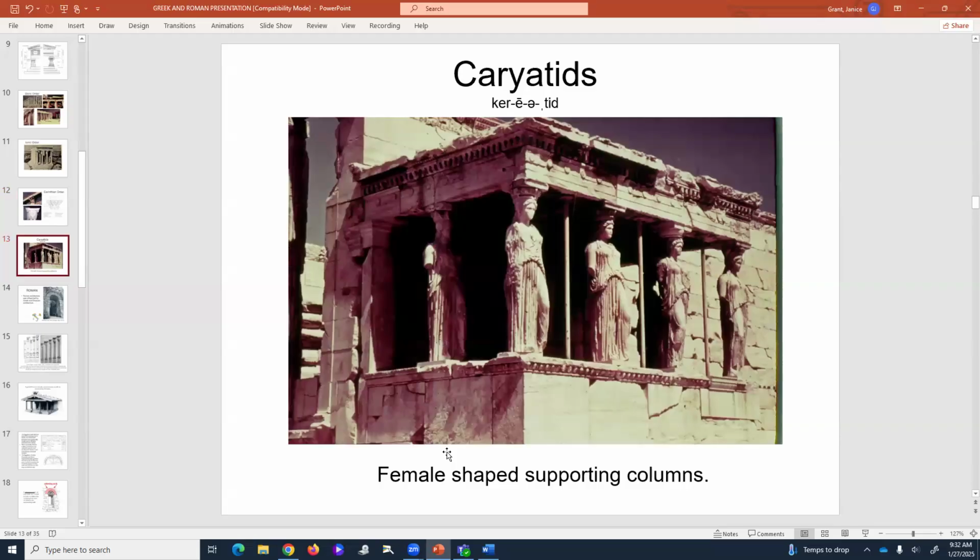Okay, and then these are kind of cool, really, because I had to look up caryatids. These are female shaped supporting columns. And that's all on the Acropolis and all the different temples that are there.